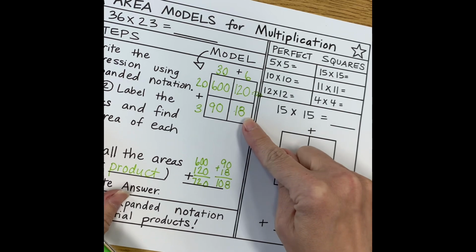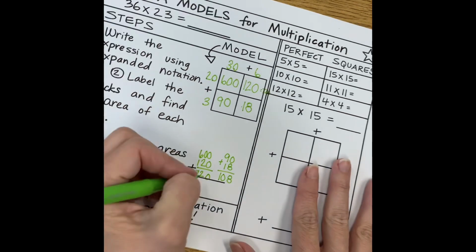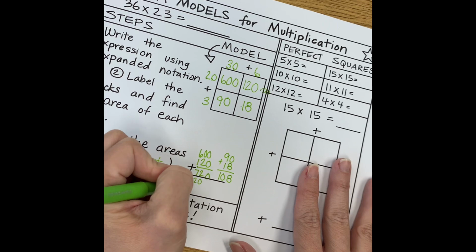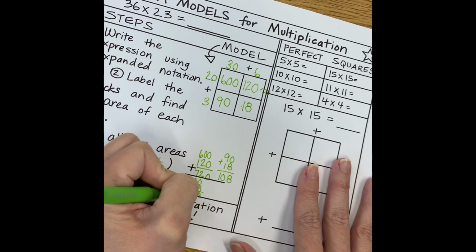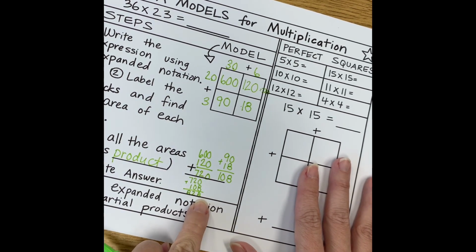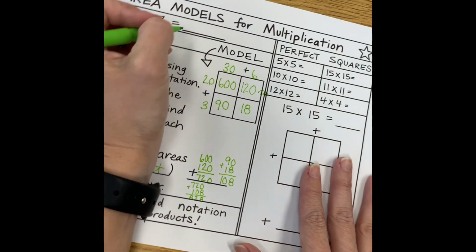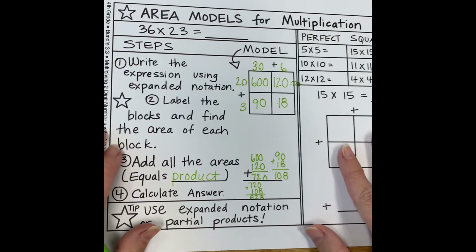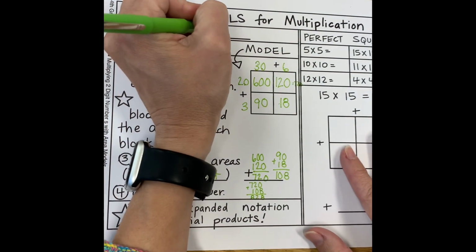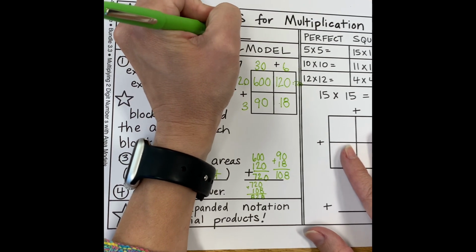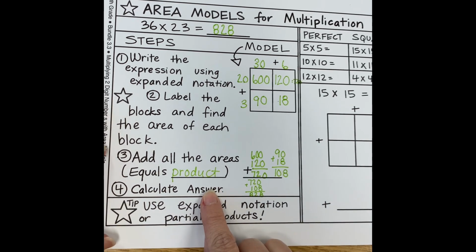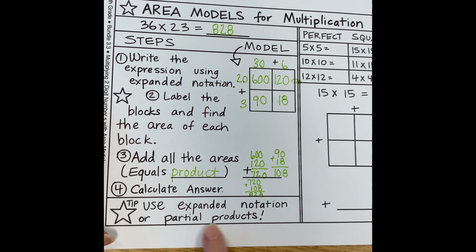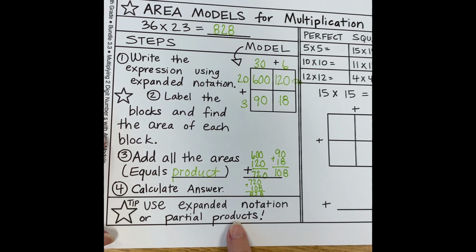And that gives me 108. Now I can add these two. 720 plus 108 gives me 828. Okay, so now I can come back up here and write my product, which is 828, because step 4 was to calculate our answer. Look at what it says down here. Tip: use expanded notation or partial products.